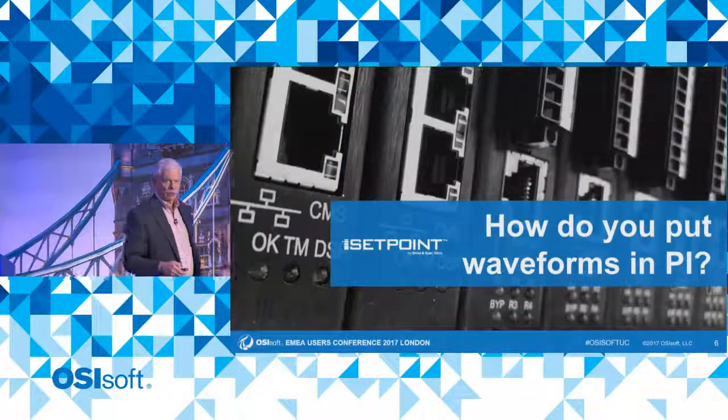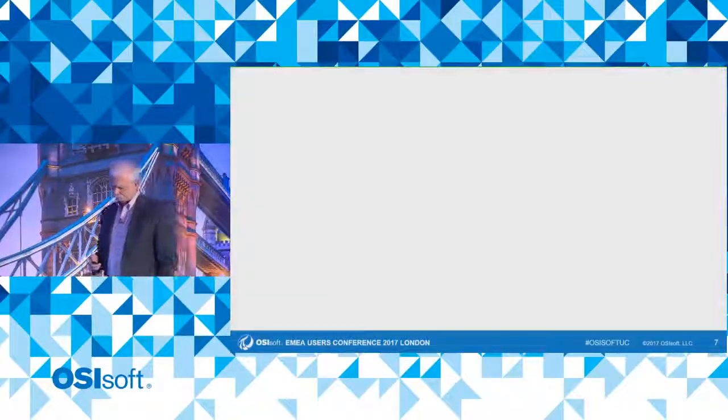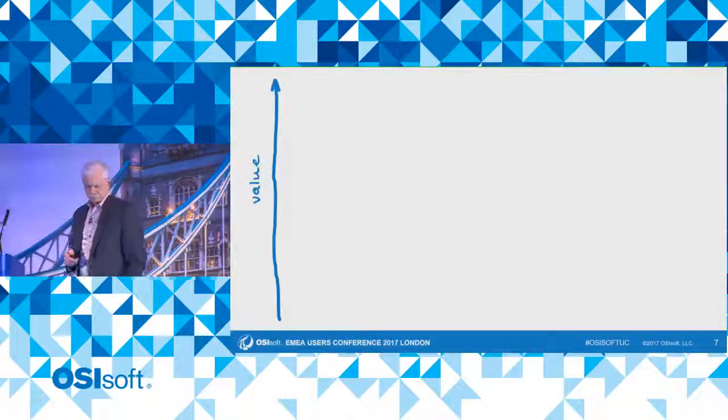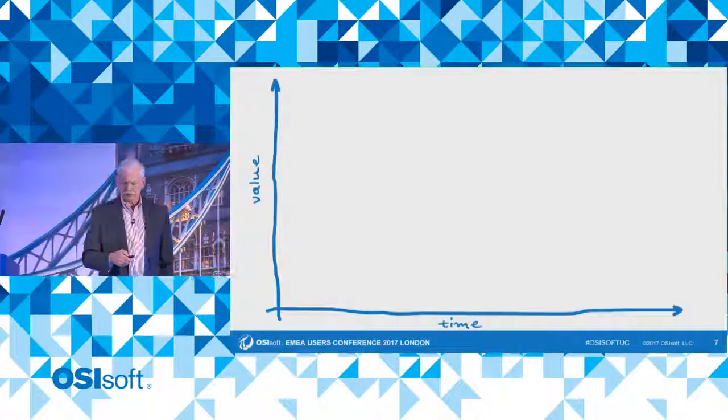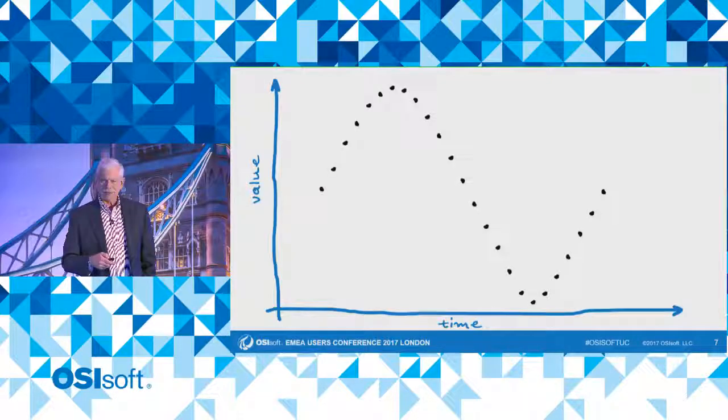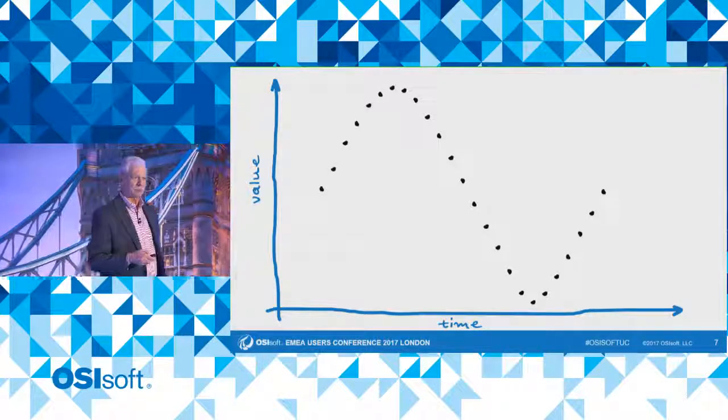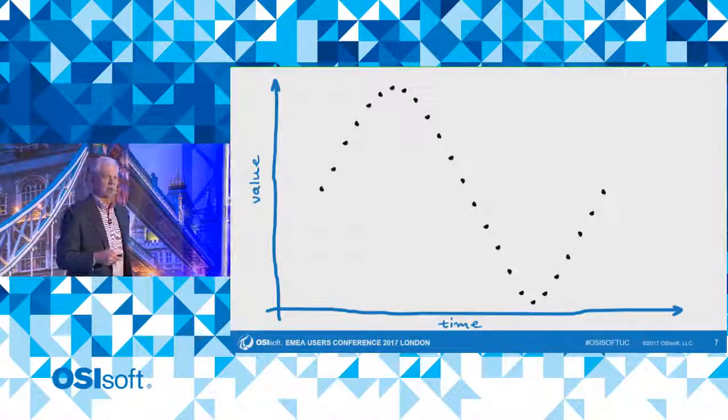So how do we put waveforms in PI? Well, let's take a look at some time series data. I'm not going to tell you what this is. I'm simply going to tell you that it's time series data.